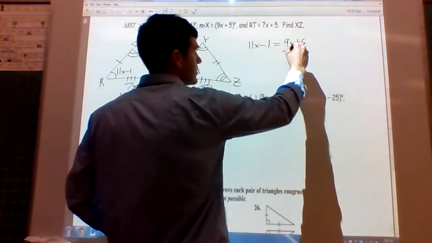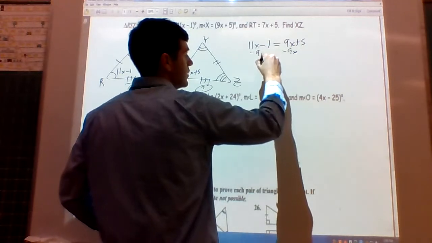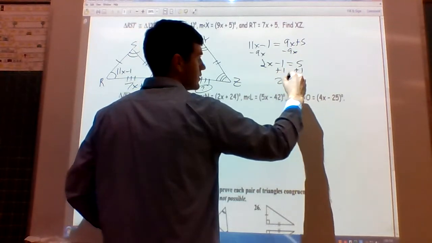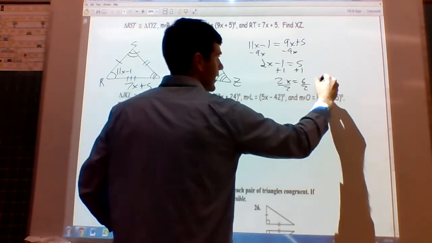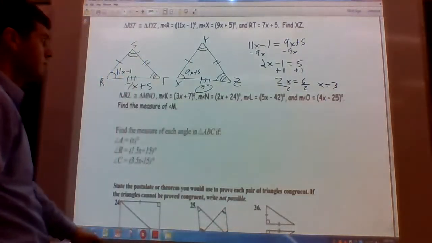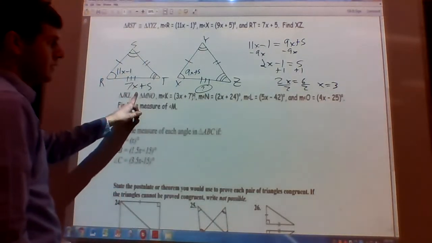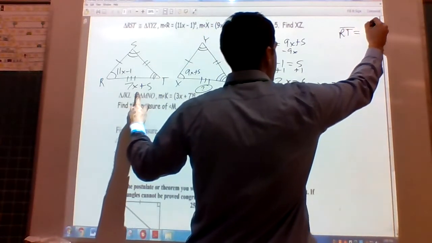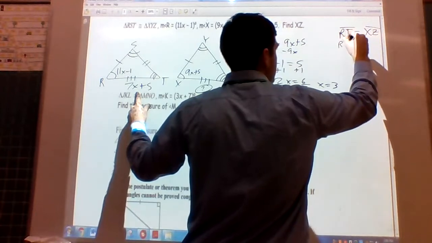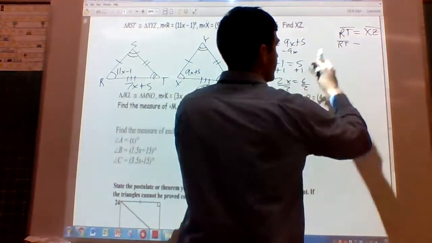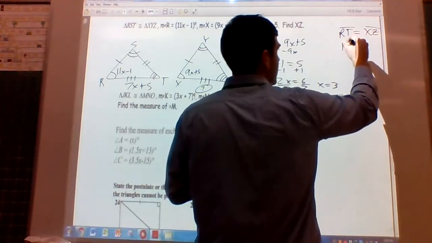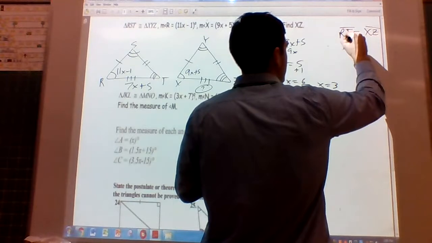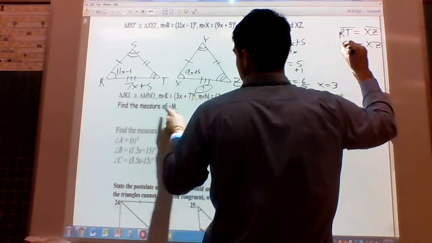So minus 9x, we get 2x minus 1 equals 5. Add 1. 2x is going to be 6. X is going to be 3. So we know RT is congruent to XZ. Therefore, RT, the distance between R and T, is going to be the same thing as XZ.